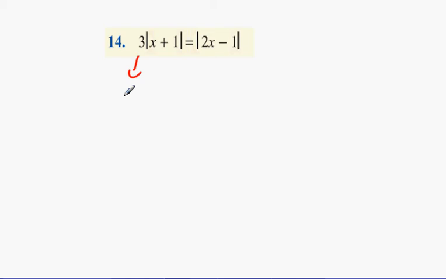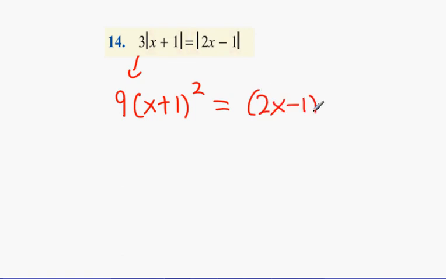When you square 3, you get? When you square x plus 1, and the other side is 2x minus 1 squared. Now, yes, gents? You can't multiply it and then at the end do the modulus thing. No, just do the square out. Okay? Now, what this means is the following. It means 9 times x plus 1 by x plus 1.